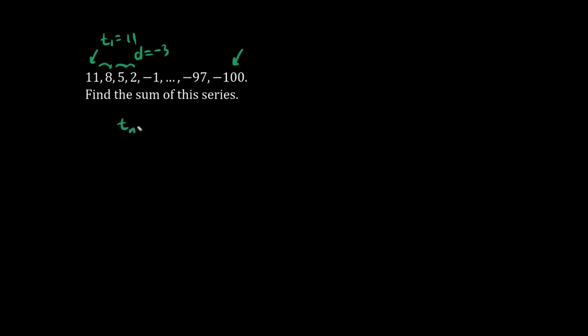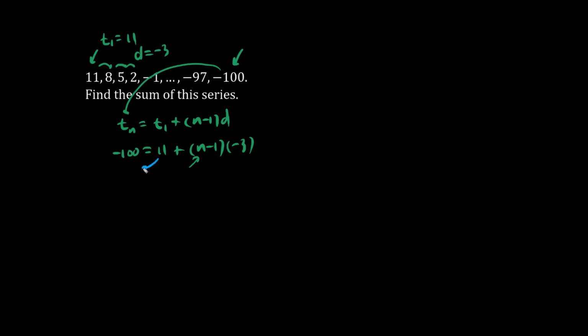Recall the formula, tn equals t1 plus (n minus 1)d. And let's substitute -100 into tn. -100 equals the first term, 11, plus (n minus 1)d, which is -3. We can now solve for n.